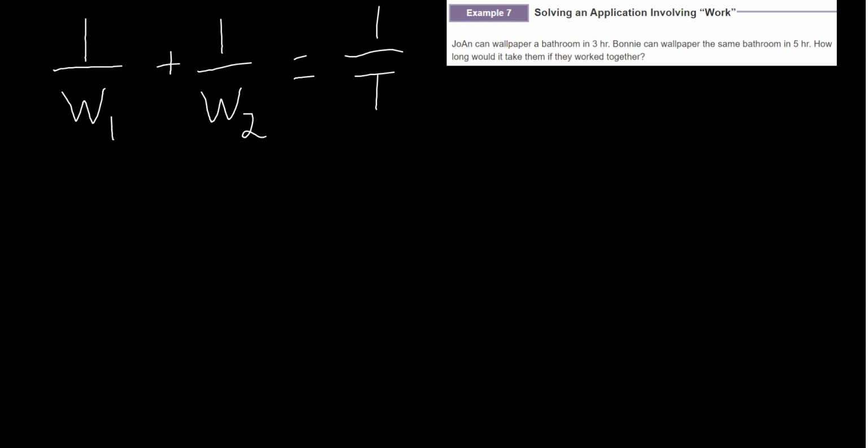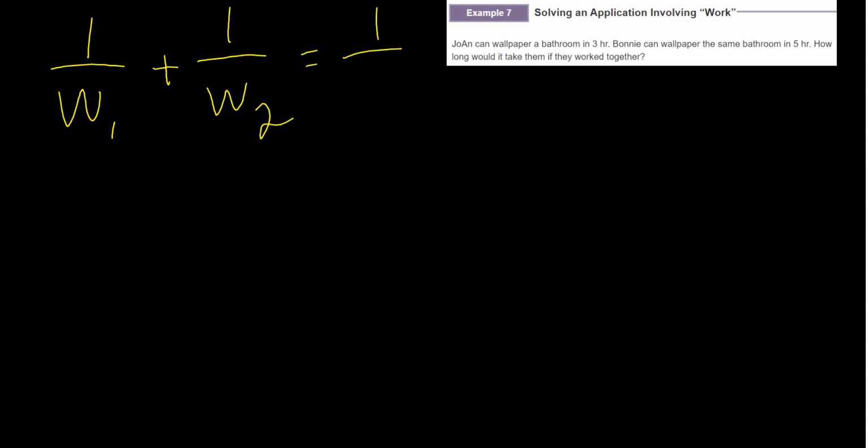Let's do it like that, and actually let's put this in yellow. I like to put those little tidbits in yellow. So 1 over worker 1 plus 1 over worker 2 is equal to 1 over the total time. Which makes sense because they're ratios essentially, right?